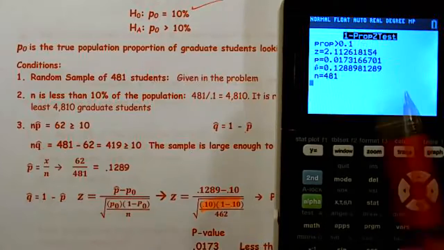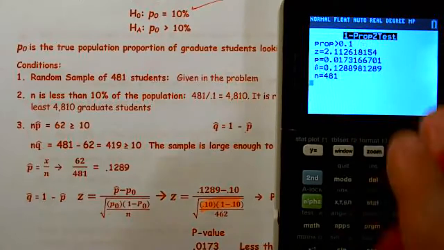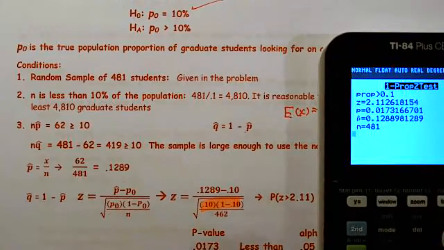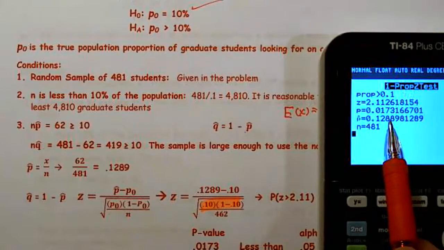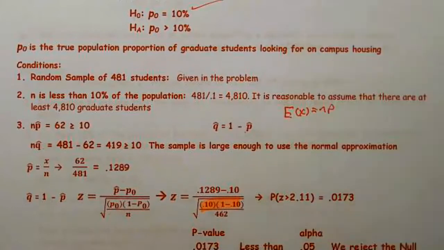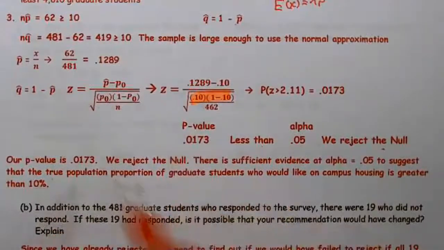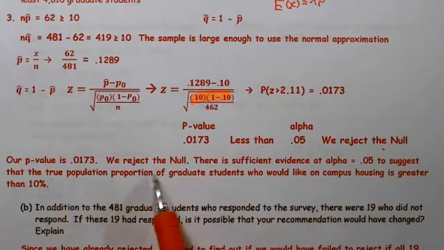There we go. And I'm going to go ahead and calculate this. I end up getting 2.11 for my z-score, and a probability of 0.0173. So the p-value 0.0173 is less than alpha, we reject the null. Then we make our conclusion. Our p-value is 0.0173, we reject the null.